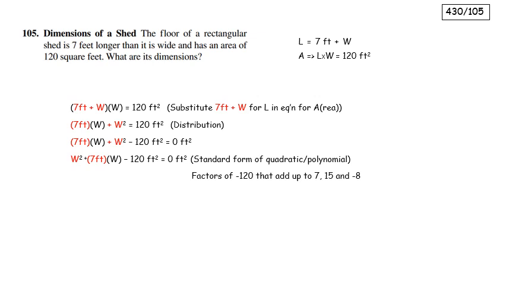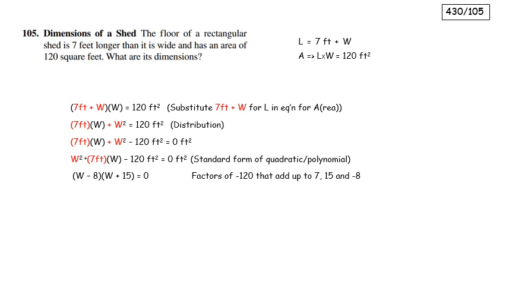We'll look for factors of a negative 120 that add up to 7, which is the middle term. And we'll find that it's positive 15 and negative 8. We can rewrite the equation now as W minus 8 times the quantity W plus 15.